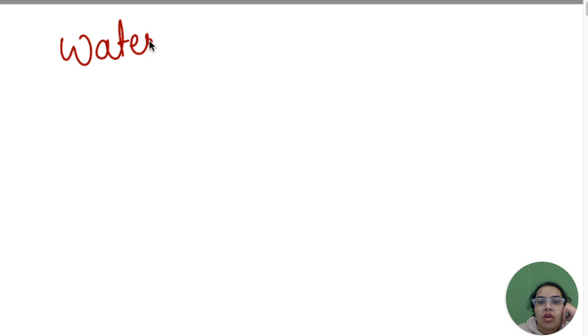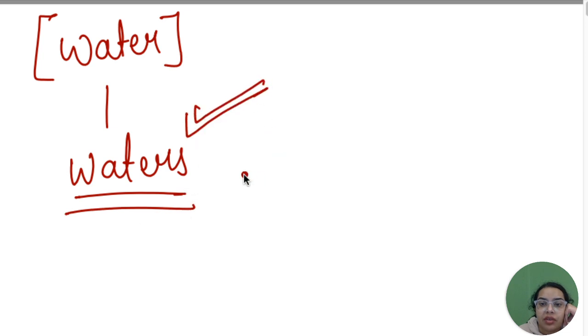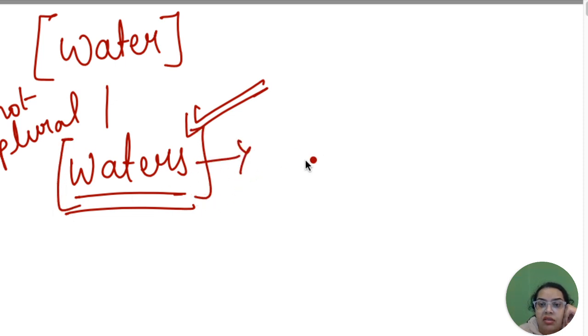Water is always singular. I can have one bottle of water, I can have 5 liters of water, but it is going to be water. But there exists a word, waters. It is absolutely correct word. It is not plural. It is not plural of the word water. Okay? It is not the plural. Waters itself means large water bodies. Okay?